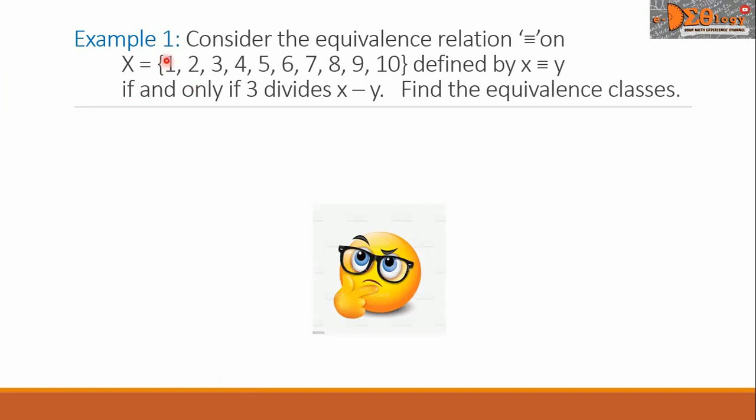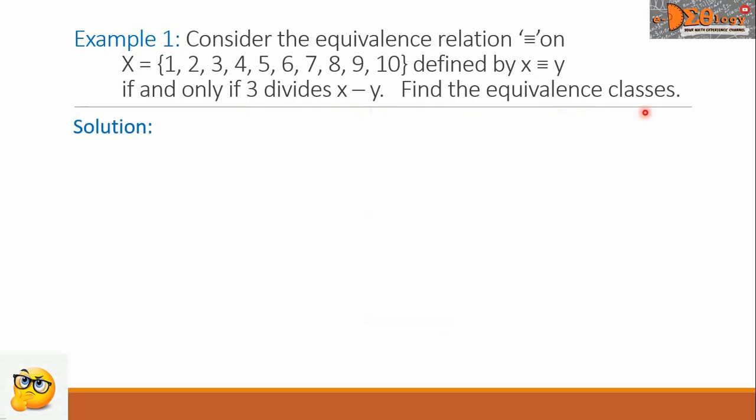Example 1. Consider the equivalence relation on the set X with elements from 1 up to 10, defined by x is equivalent to y if and only if 3 divides x minus y. Find the equivalence classes. Let us write the first equivalence class. Considering the first element here, the first equivalence class is here.